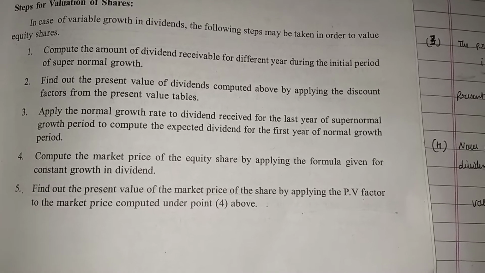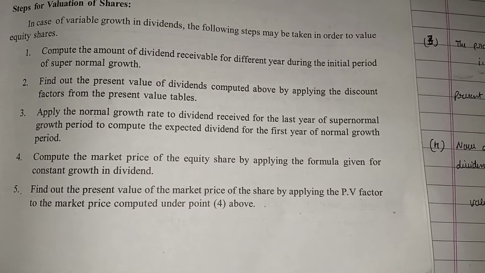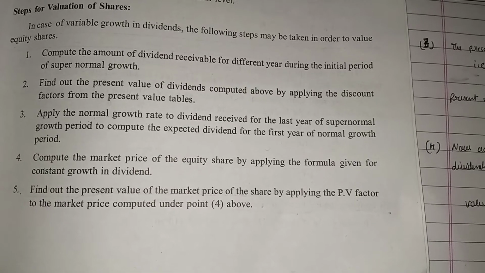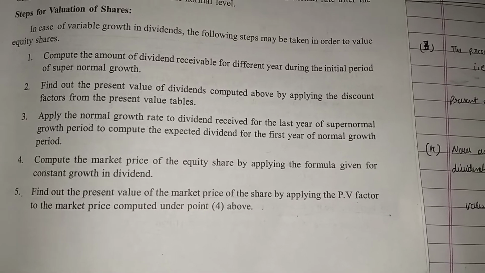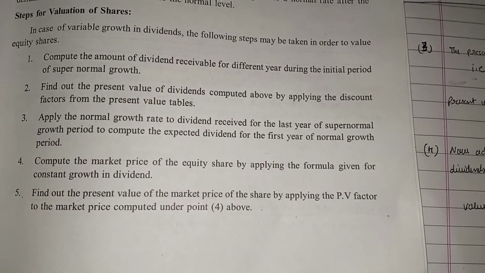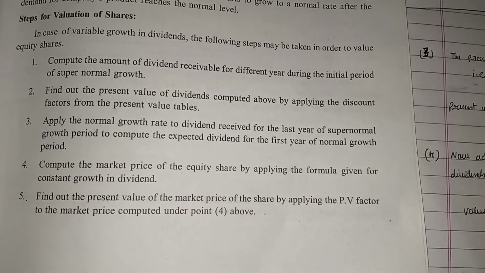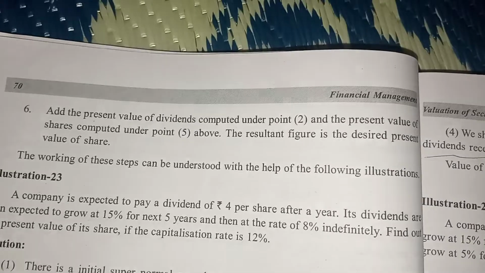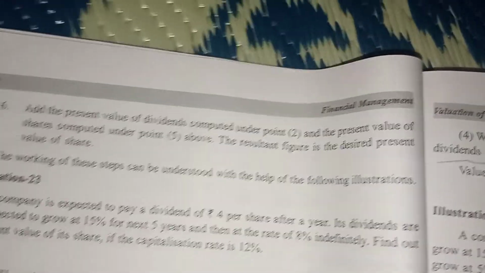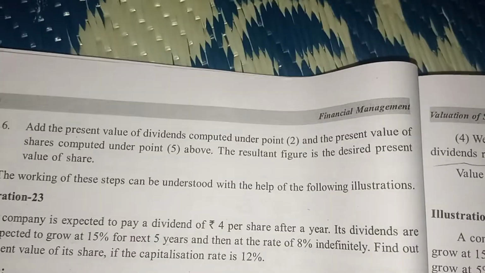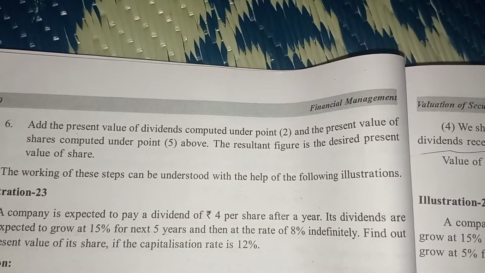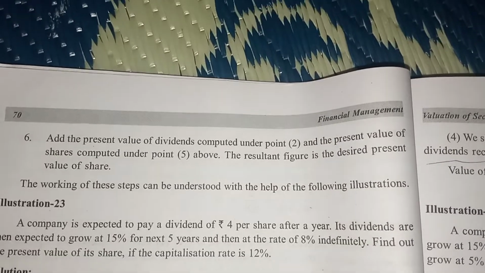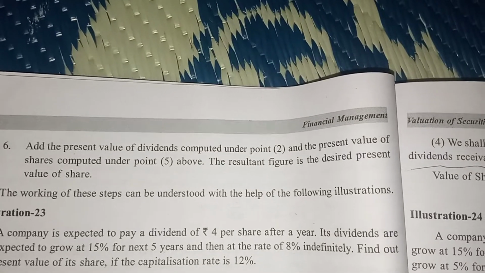Compute the market price of the equity share by applying the formula given for constant growth in dividend. Find out the present value of the market price of the share by applying the PV factor to the market price computed under point 4 above. Add the present value of dividends computed under point 2 and the present value of shares computed under point 5 above. The resultant figure is the desired present value of shares. The working steps can be understood with the example.